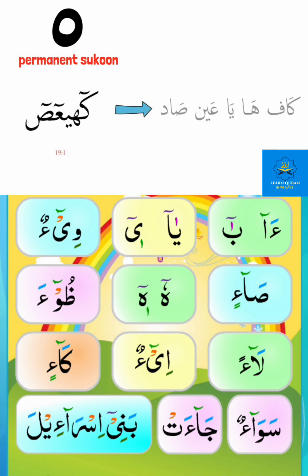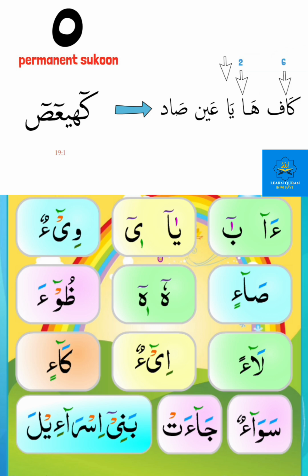Let's do another example. Let's rewrite them to make it easier to understand. From this, we see the first letter has a long vowel followed by a permanent Sukun. Therefore, we lengthen it for 6 counts. The second letter has a long vowel, but it's not followed by a Sukun. We lengthen this for 2 counts because it's a natural mad.